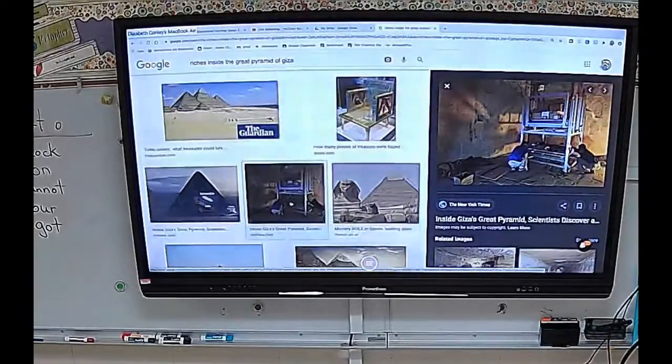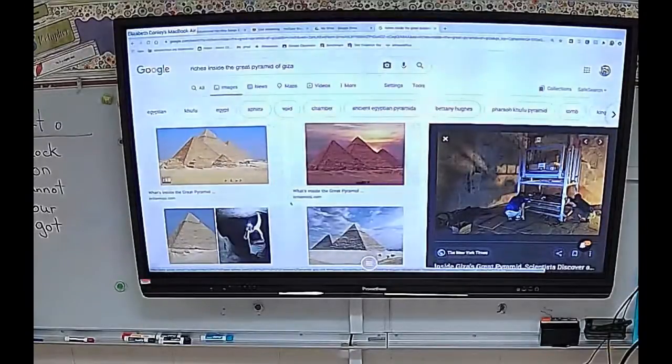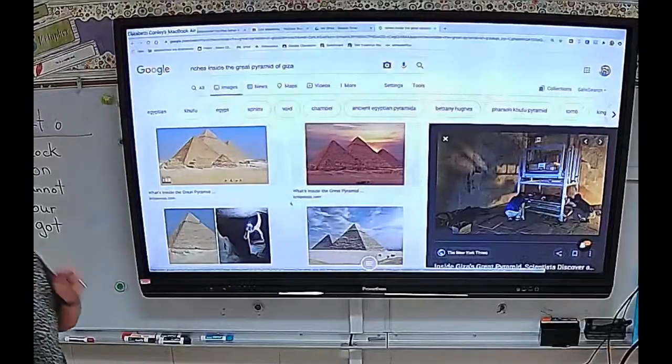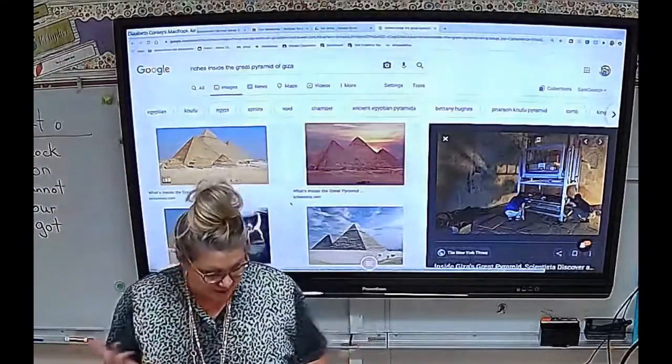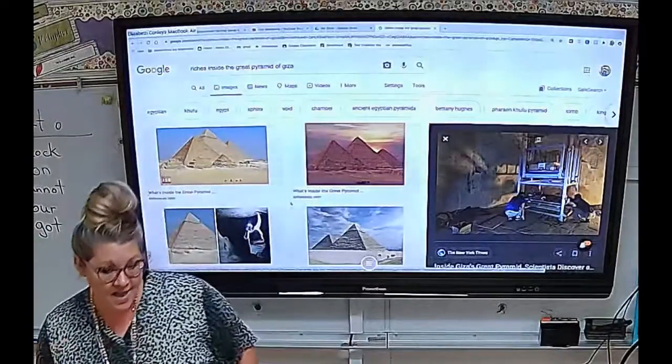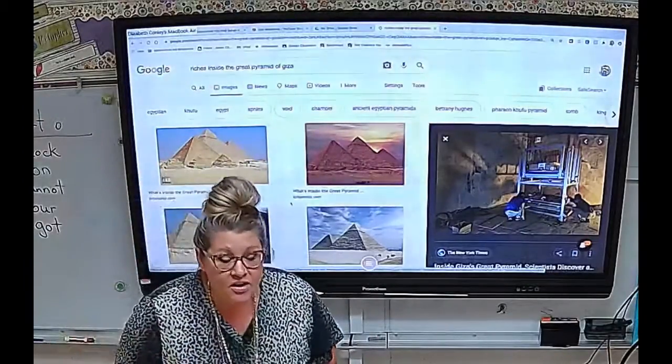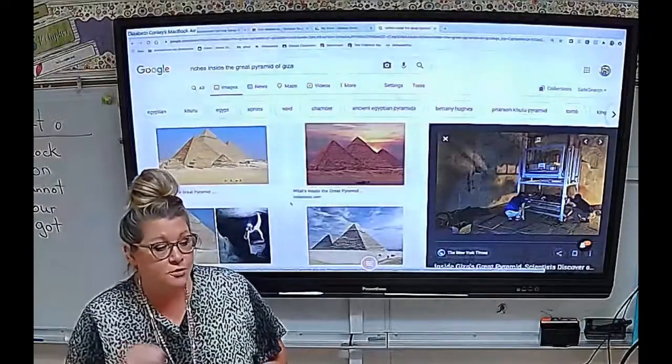So what does our prompt say? Let me go back to the prompt. What are we supposed to be analyzing this text to find? How and why they built it. Okay, very good. So now we want to look for why they built the pyramid and how they built the pyramid. And we have to find text evidence.